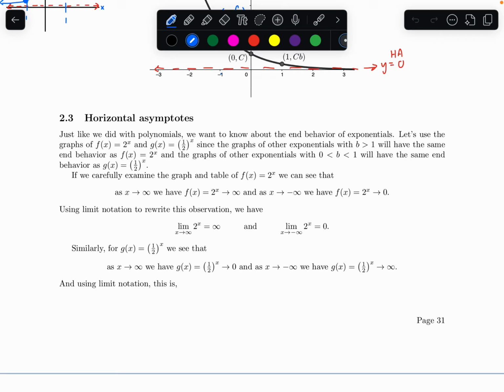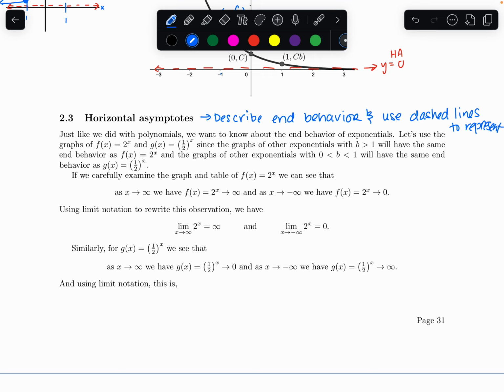More about horizontal asymptotes. As a reminder, what we've mentioned is that horizontal asymptotes describe end behavior and are drawn using dashed lines. These are the two things that we've talked about in a previous video. You can kind of see the horizontal asymptote from the previous video up above.